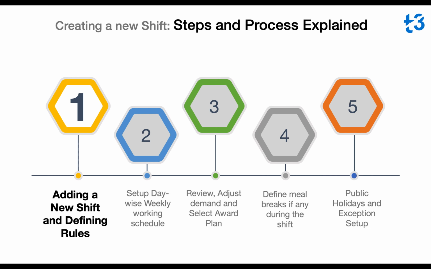There are 5 steps involved in creating the shift. It starts from the first step, which is adding a new shift and defining the role. The second step is setting up the day-wise weekly working schedule. In the third step, we review, adjust demand, select award plans, and define meal breaks if there are any during the shift. Then public holiday details and exceptions are defined at the end.